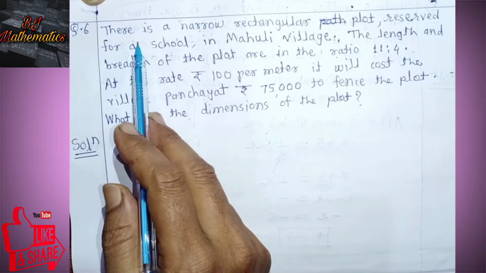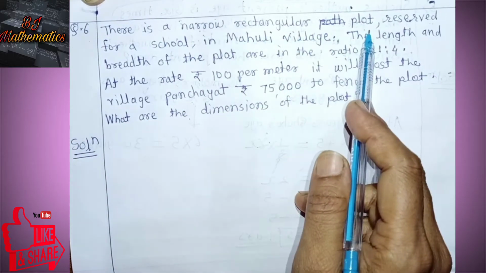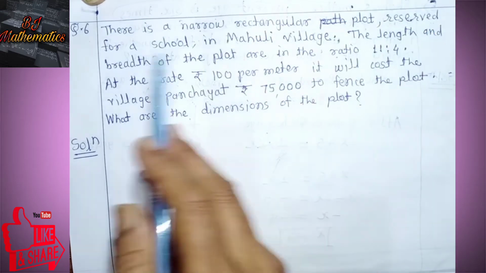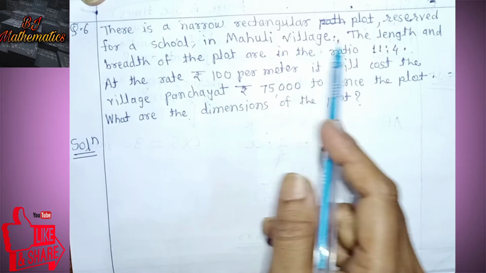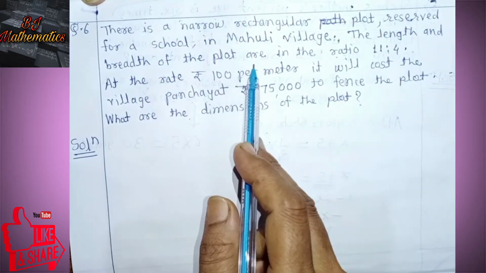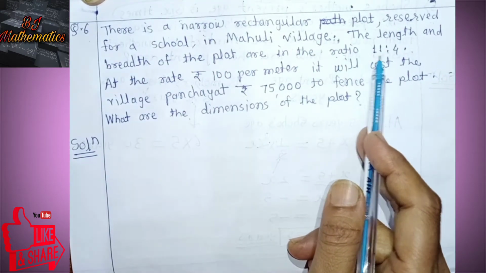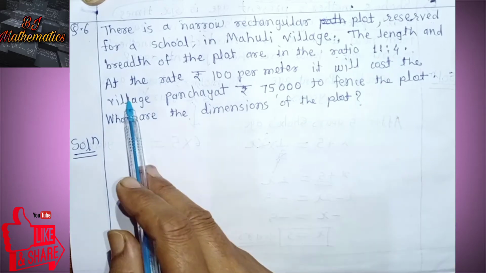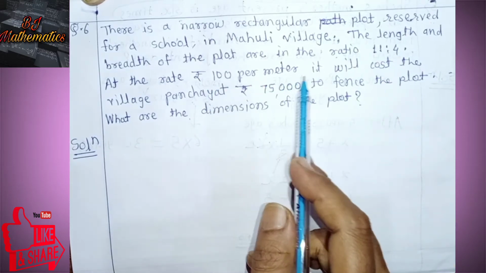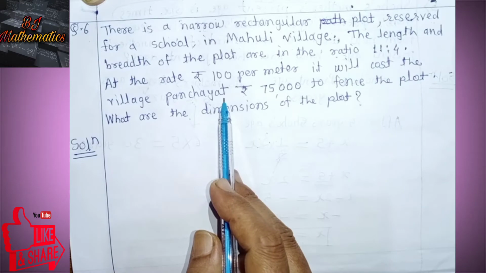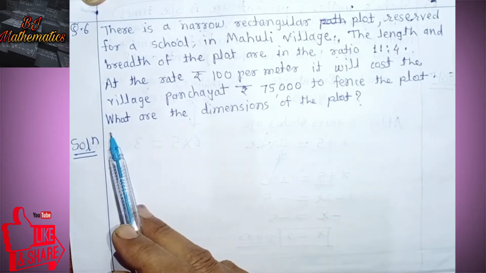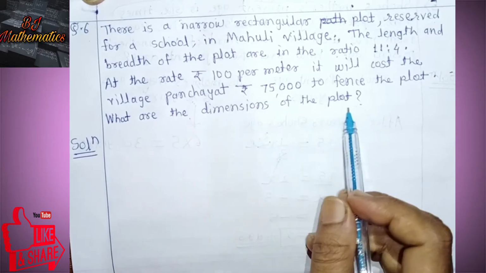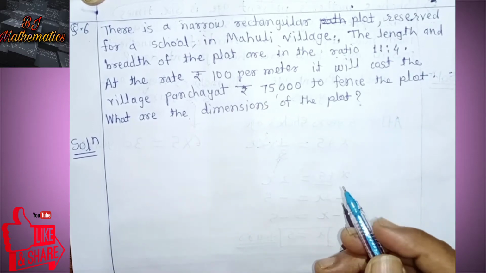Question 6. There is a narrow rectangular plot reserved for a school in Mahuli village. The length and breadth of the plot are in the ratio 11:4. At the rate of rupees 100 per meter, it will cost the village panchayat rupees 75,000 to fence the plot. What are the dimensions of the plot? Solution.